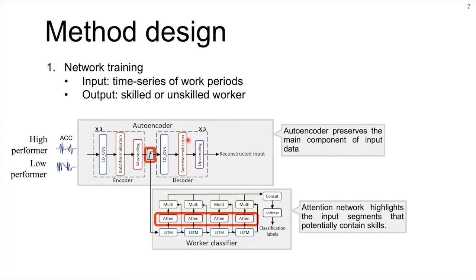This is the structure of the network. We use an autoencoder structure to preserve the main components of the input data, and an LSTM-based classifier is trained to classify workers and detect the input sensor data segments that potentially contain skills.